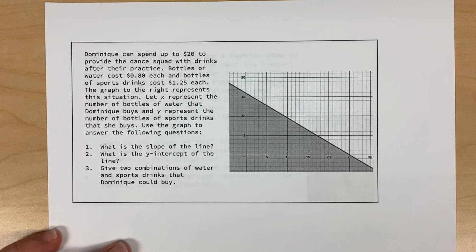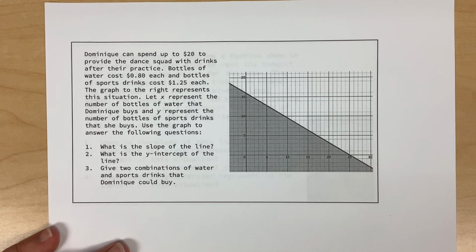All right, so here is the context. It says Dominique can spend up to $20 to provide the dance squad with drinks after their practice. Bottles of water are 80 cents each, and bottles of sports drinks are $1.25 each. The graph to the right represents the situation. Let X represent the number of bottles of water that Dominique buys, and Y represent the number of bottles of sports drinks that she buys. Use the graph to answer the following questions.